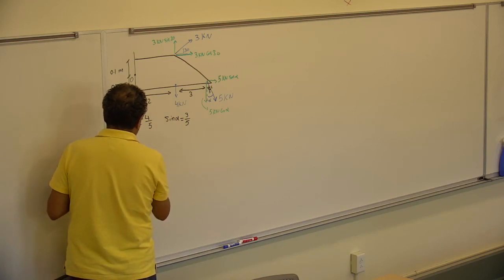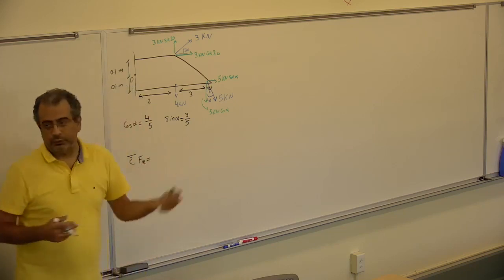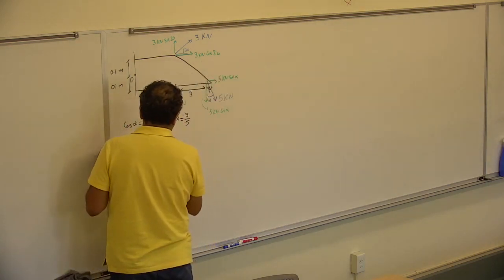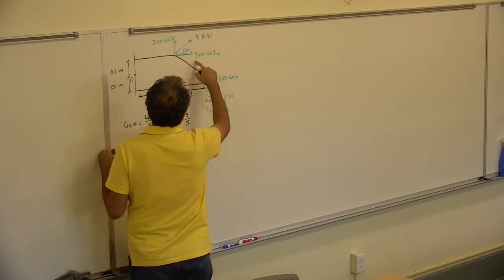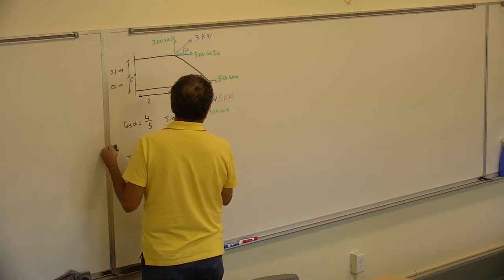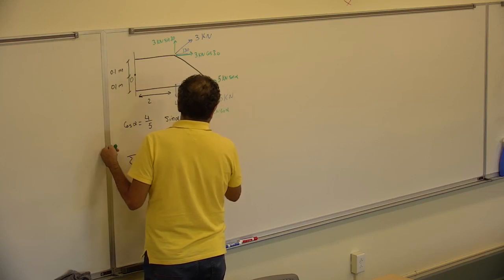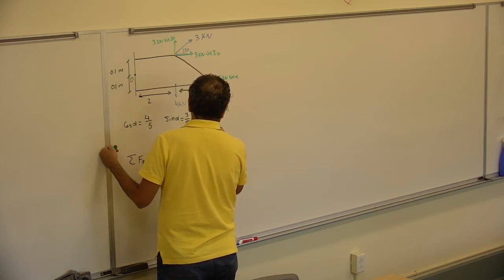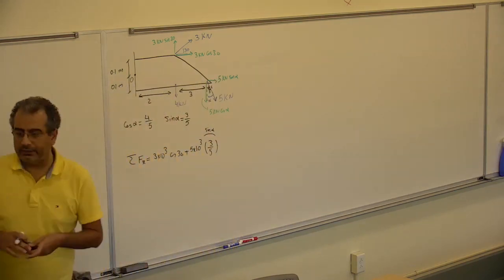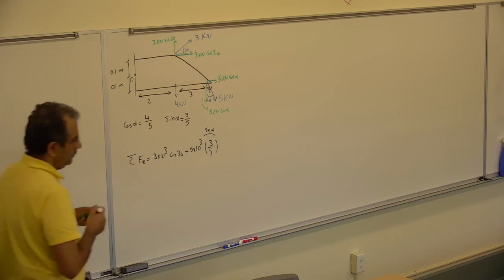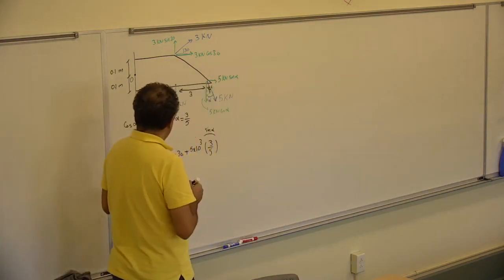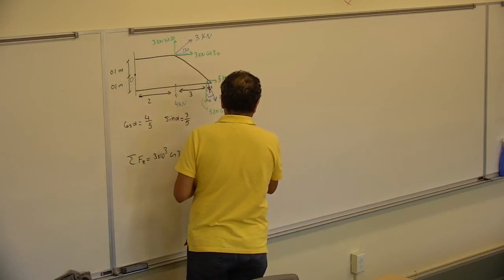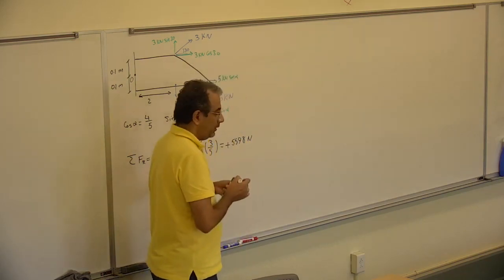So if I go ahead and write sigma Fx, I want to see how much force I have in the x direction. I have this 3000 cosine 30, and I have this 5000 sine alpha, where sine alpha is 3 over 5. Any other forces in the x direction? It's going to be positive if I have it right, 5598 newton toward the right.